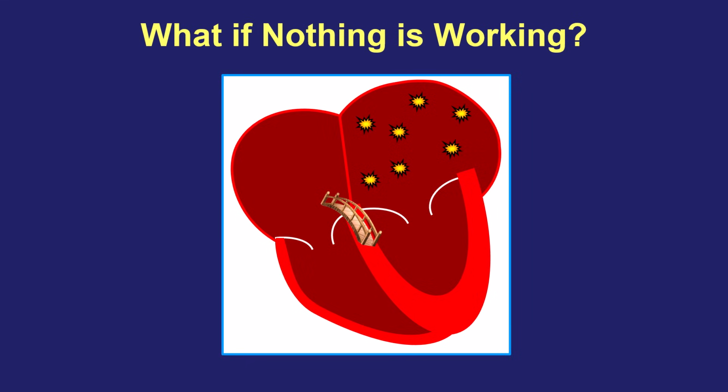I think it is always important to think ahead. What if nothing is working? What if all of the things I just mentioned to manage A.Fib are not working well? What's left? What kind of problems can we run into?